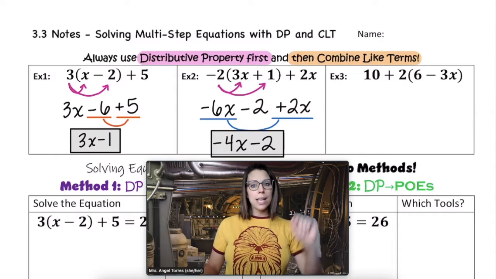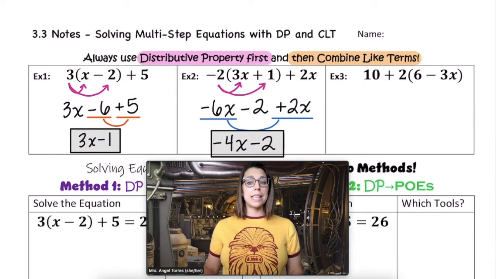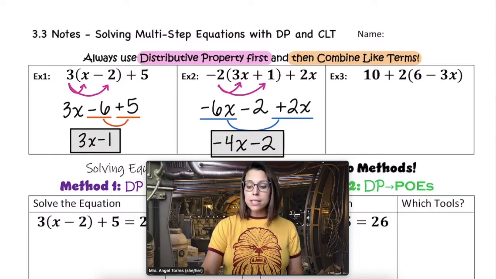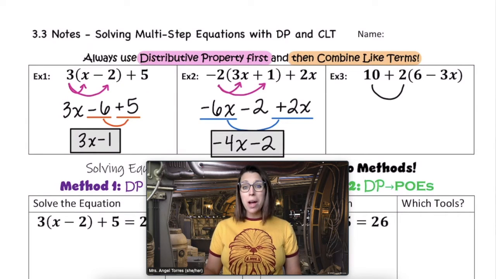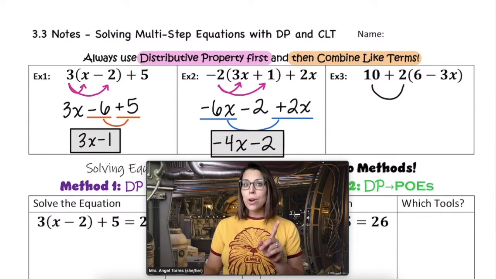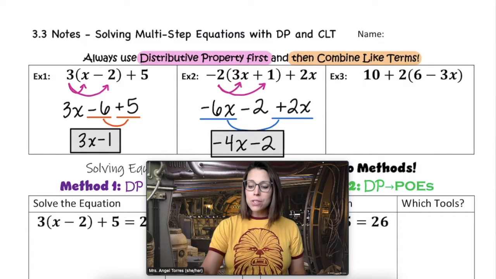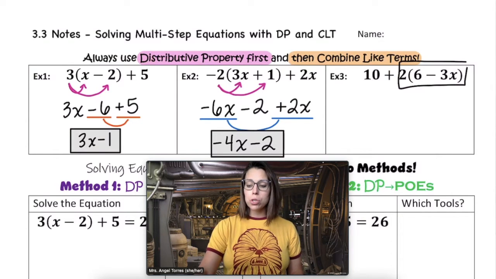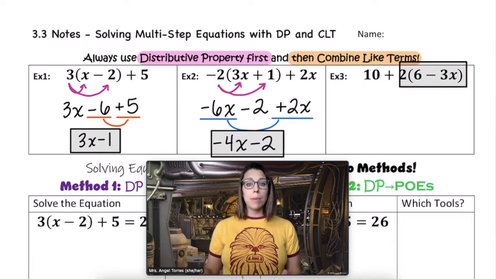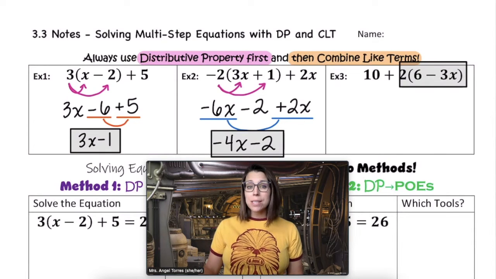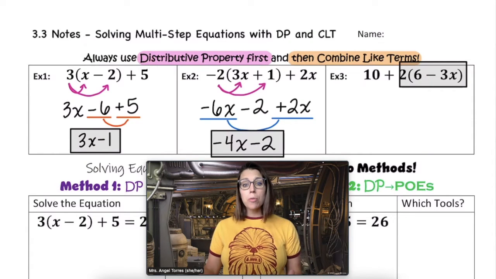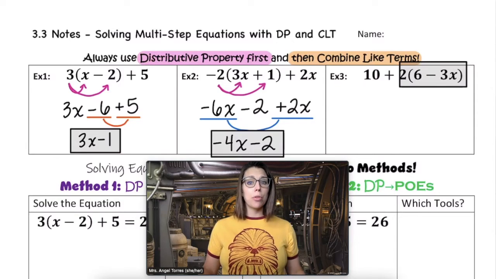Now over here in example 3, there's a very common mistake that happens. A lot of students see this 10 plus 2 and they want to add them together. No, we know better than that. This 2 is part of a term, 2 times the group of 6 minus 3x. We have to simplify that term before we can add 10. So apply distributive property first, then combine your 10. Go ahead and do example 3 on your own now.